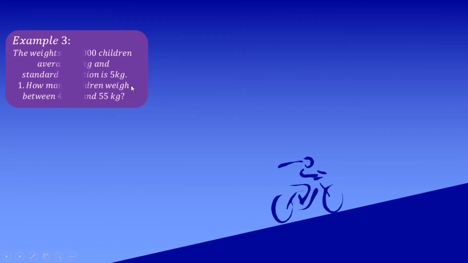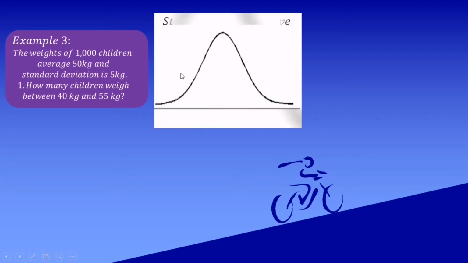For example, number 3, the weight of 1,000 children, the average 50 kilogram and standard deviation is 5 kilogram. Then, how many children weigh between 40 kilograms and 55 kilogram? So, kailangan natin dito ang conversion ng x value to z scores gamit ng ating standard normal curve. So, again, these are the above the mean and below the mean, or what we call this as z-scores.